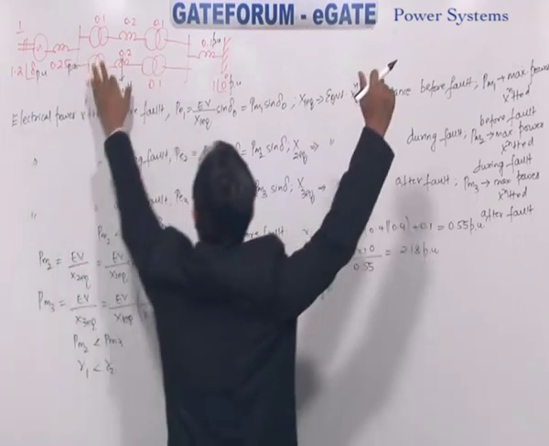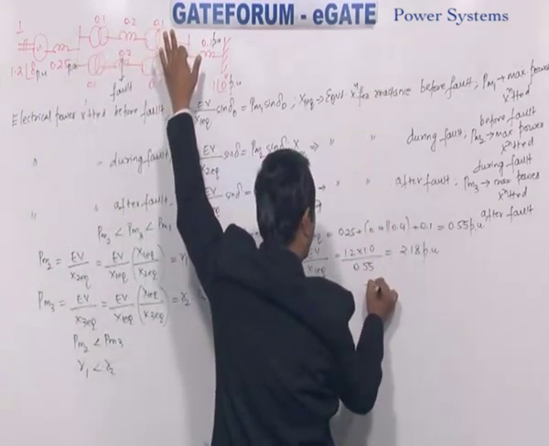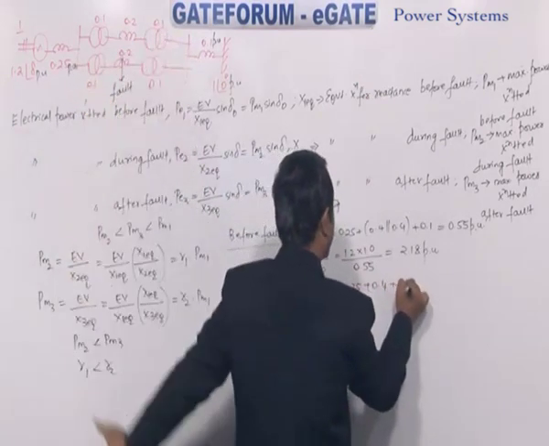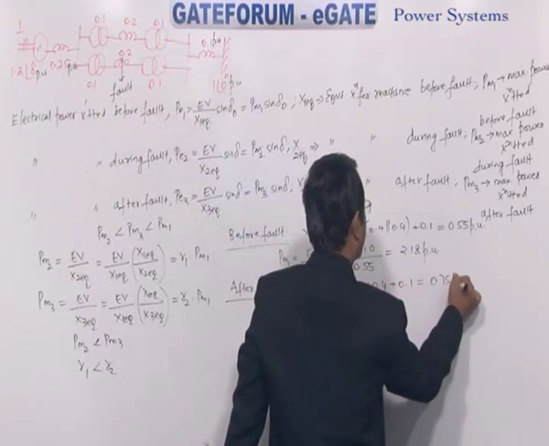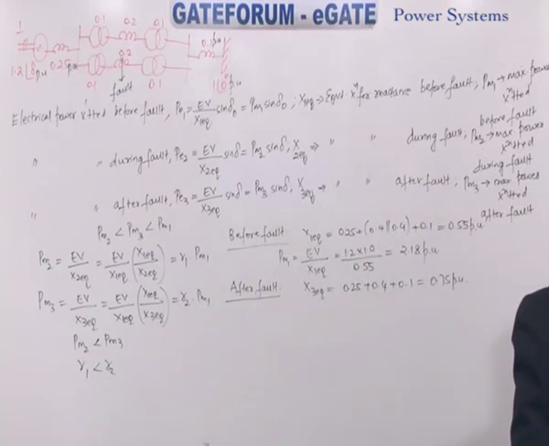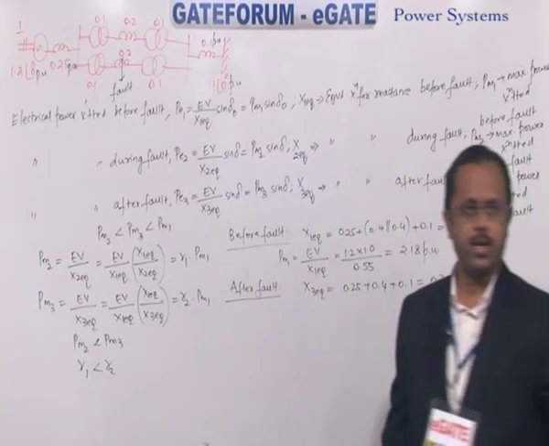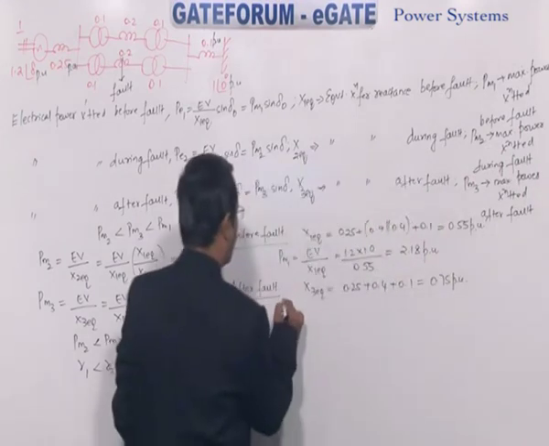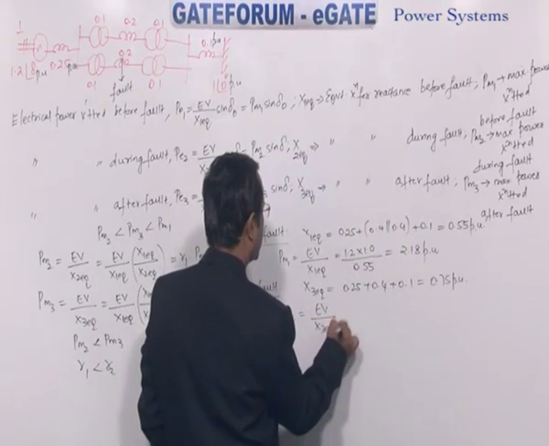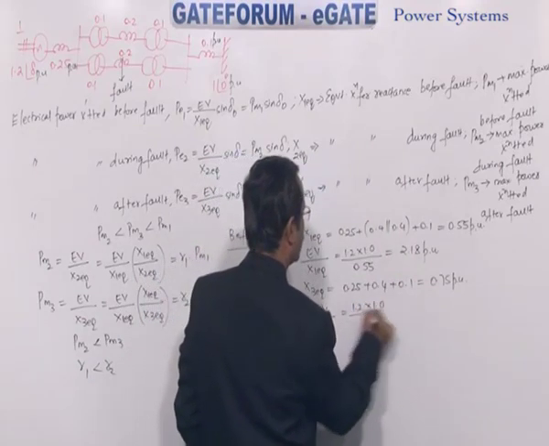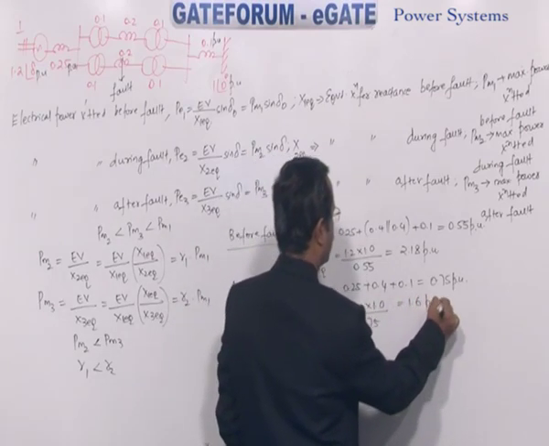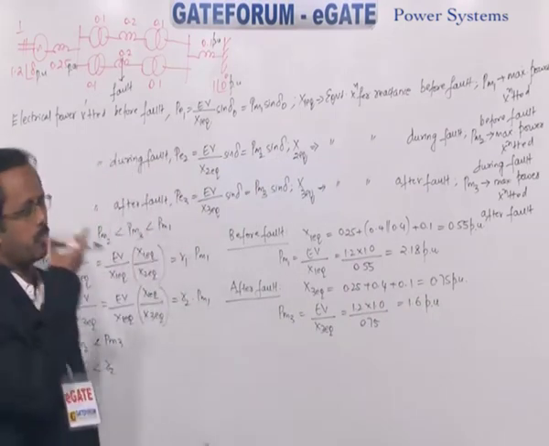Then what is the reactance left out here? 0.4. What about this side? 0.25. And here it is 0.1. How much you get now? That is 0.75 per unit. Now how to calculate PM3? EV by X3 equivalent. How much you get on simplifying? 1.6 per unit.